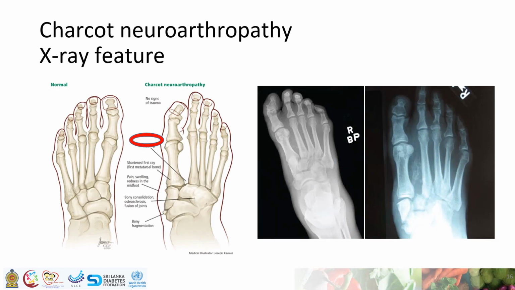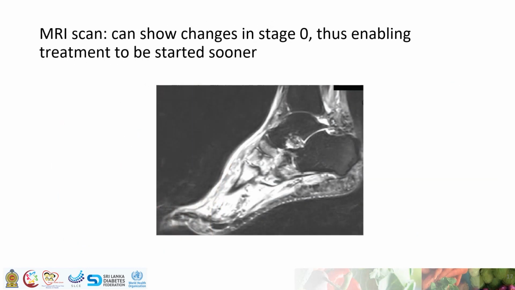Charcot arthropathy can be diagnosed using foot x-rays. MRI scan can show changes at an early stage, even before the development of X-ray changes, in stage 0, thus enabling treatment to be started sooner.